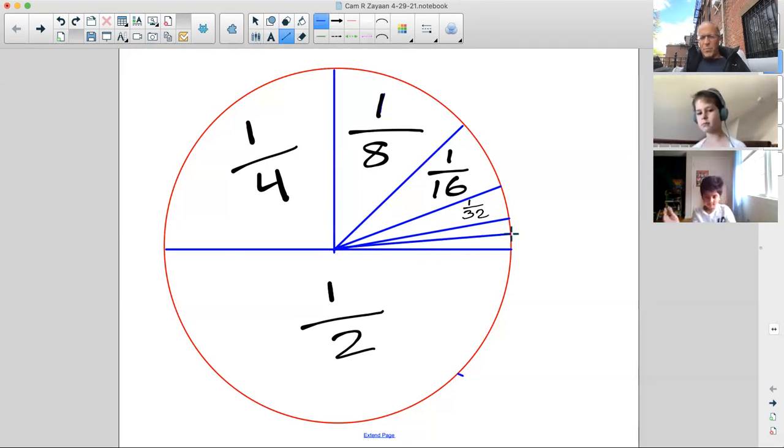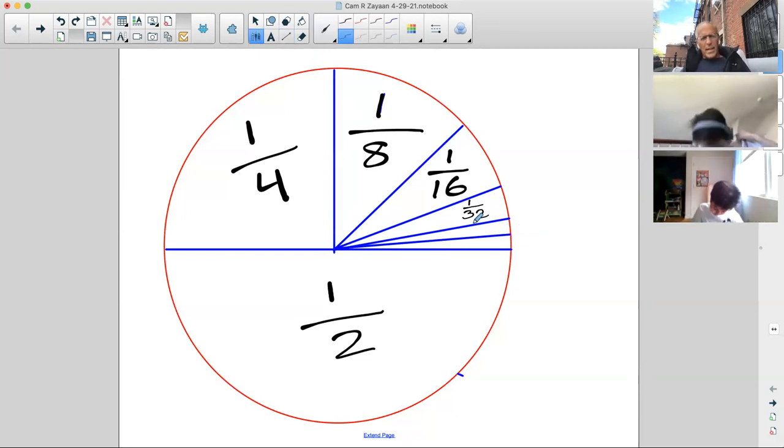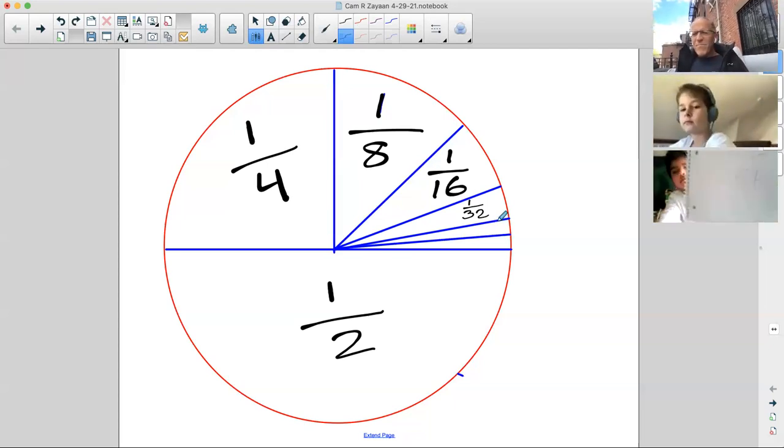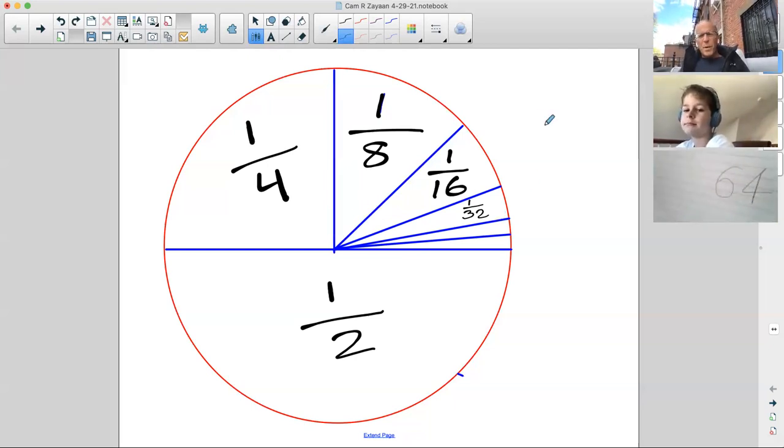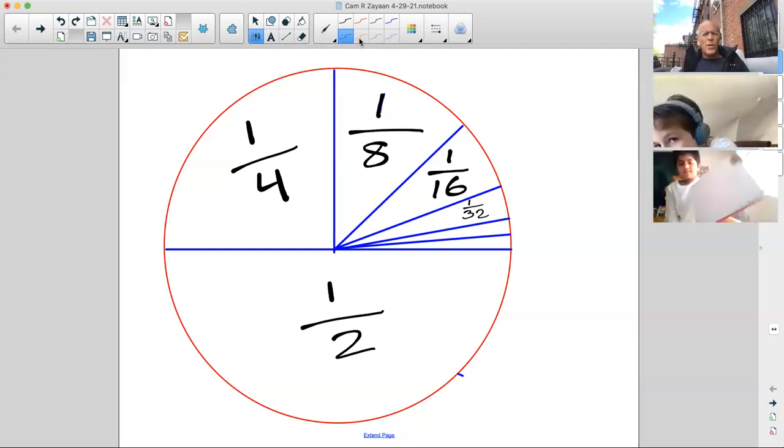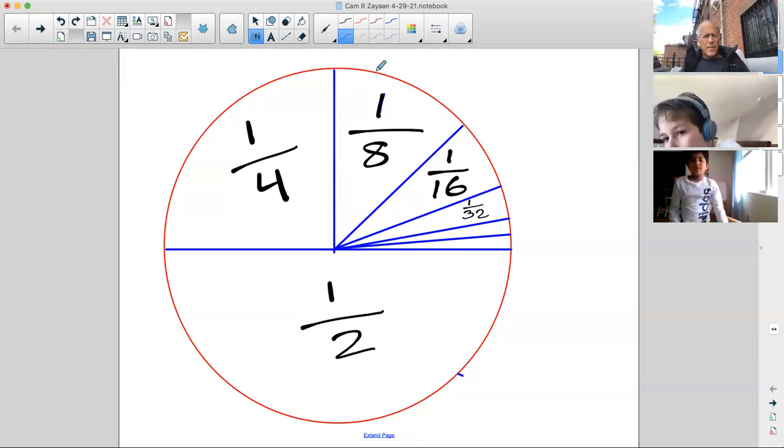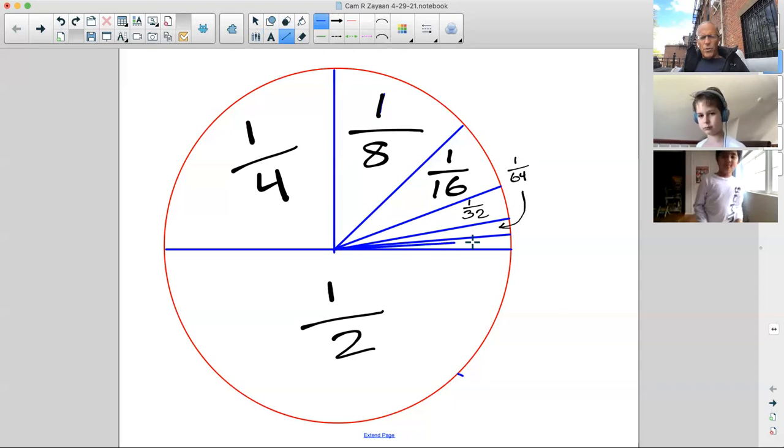Now, Cam, you're going to give me the next one, but I want you to do it on paper, Zion, as well. So what is the next piece? But 64 is not the answer. What did you mean to say, Zion? You meant to say 1/64. Right.